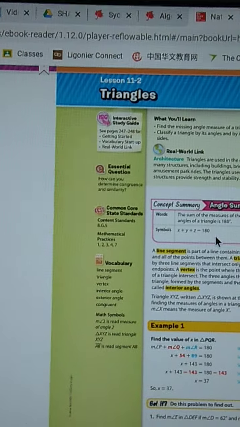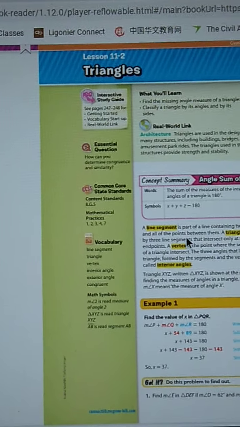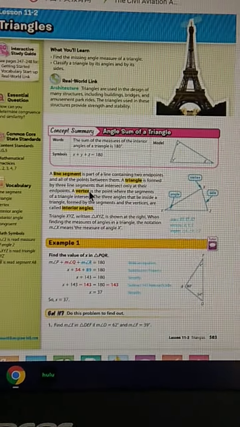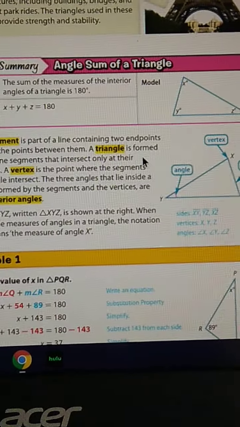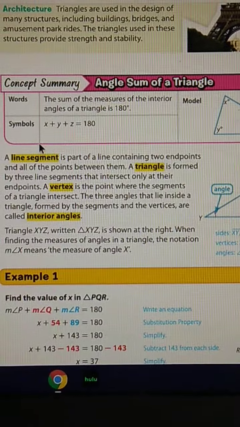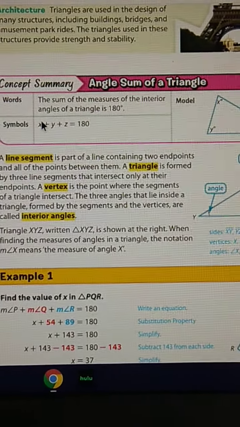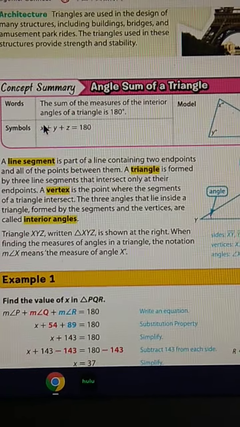Okay, so here we are on lesson 11-2, triangles. In this lesson, mostly we will be asked to find the missing measure of the third angle inside a triangle, because we have this formula right here. It's called the angle sum of a triangle. It says the sum of the measures of the interior angles of a triangle is 180 degrees.